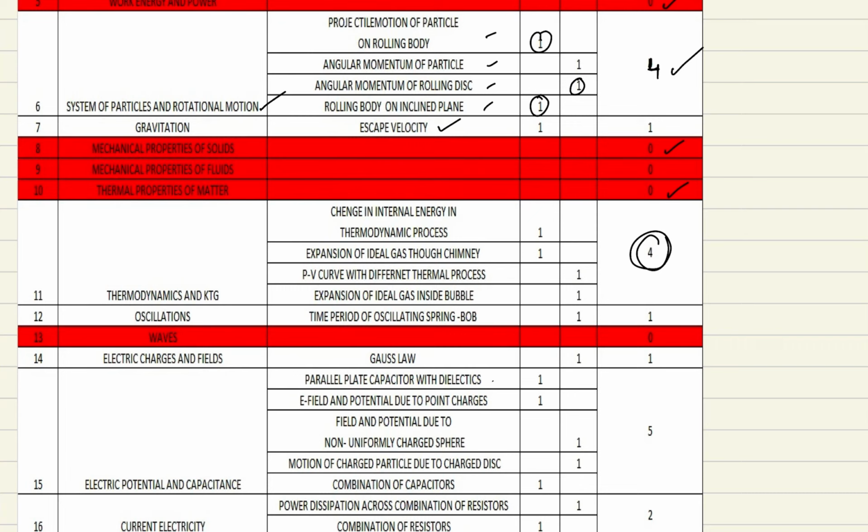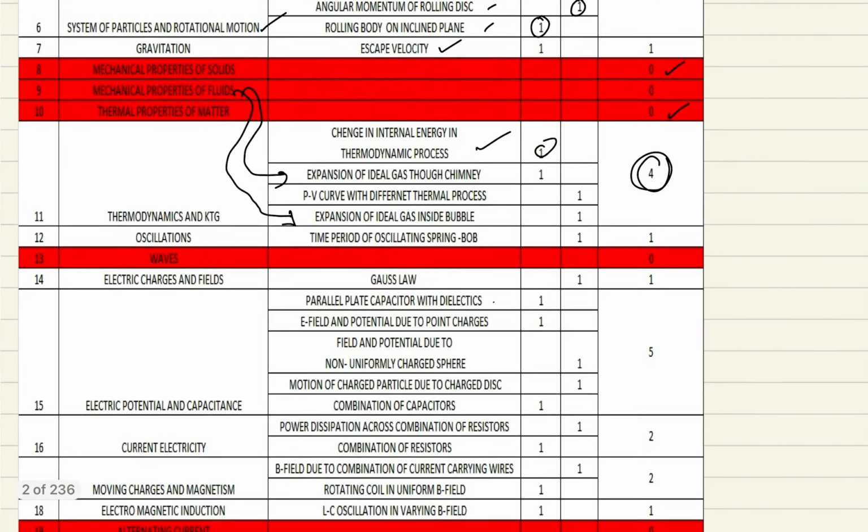Okay, so you can see change in internal energy in a thermodynamic process in paper 1, expansion of ideal gas through a chimney. Here they have given a combined question from the continuity equation also, and you can apply Bernoulli's principle also here, and a PV curve with different thermal processes. Next one, we can see expansion of ideal gas in a bubble. Here we can also see the surface tension related concept included. So total 4 questions from thermodynamics and KTG.